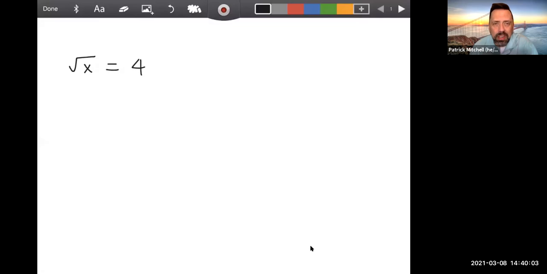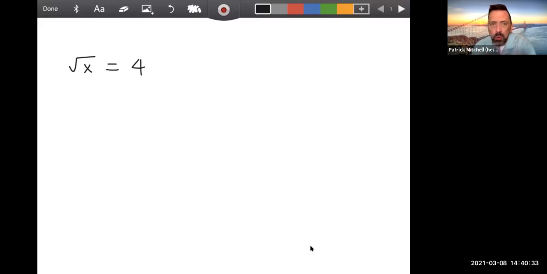on a scale from 1 to 10, as far as radical equations go, this is a 1. I don't know how I would make it any simpler than this. All right, so let me review the steps with you. Step one is to isolate a radical on one side. So that means if you have a square root, cube root, that square root or cube root has to be by itself on one side of the equation. So that's already done.